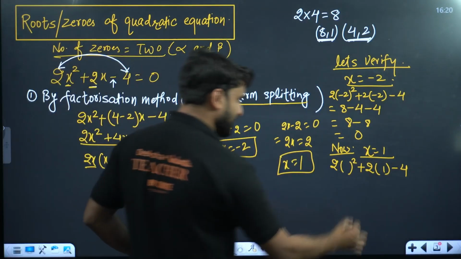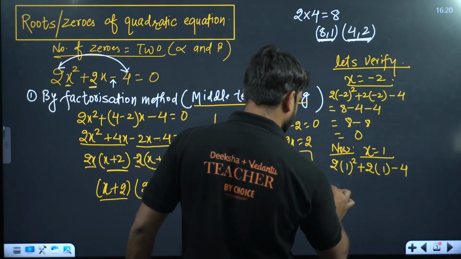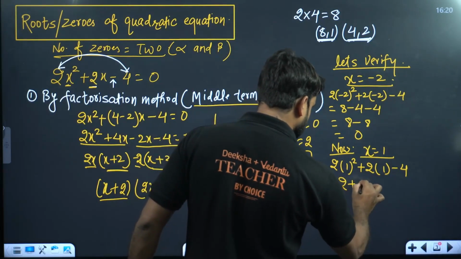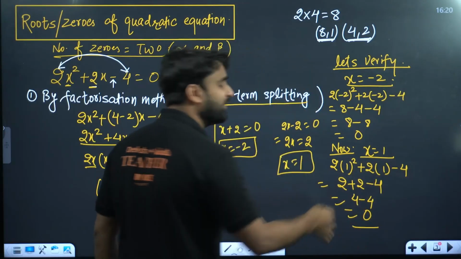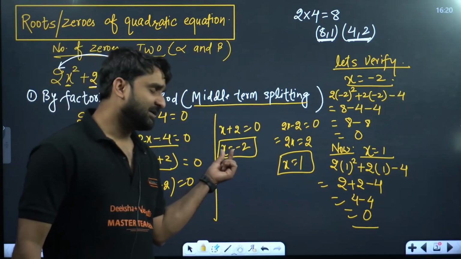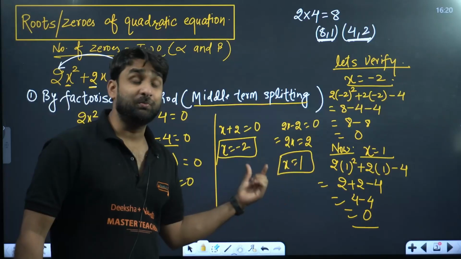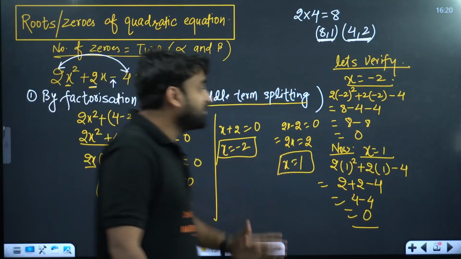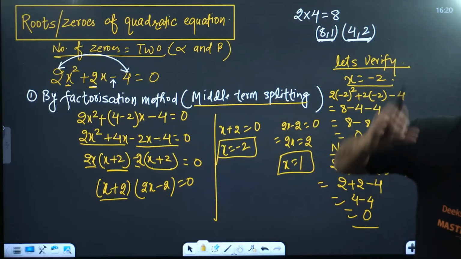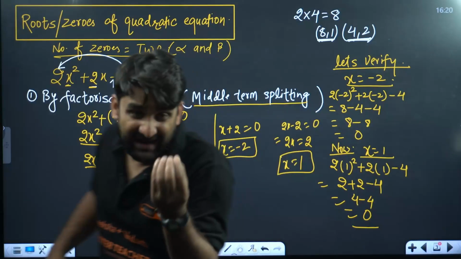So (+1) square is plus 1. Now verify: 2 plus 2 ones are 2, minus 4. Wow, 2 plus 2 is 4, minus 4, which is equal to 0. Hence proved that x equals −2 and x equals +1 are both zeros of this equation. Why? Because both values are satisfying it. Both values give you the result 0.